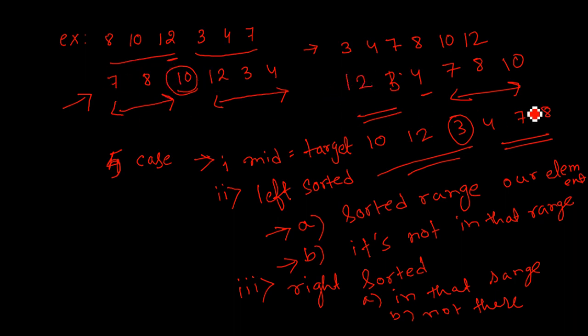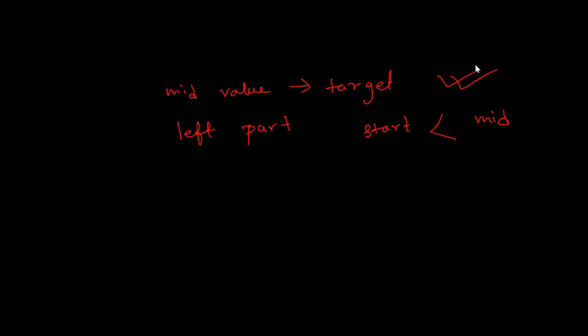If not, for example, if we come here mid is 4 and start is 12, 12 is not less than 4, so that means this part is not sorted. So whatever the part will be, the first value will be greater than the next. Like here 12 is not less than 4, but in this part 4 is less than 10, so this part is sorted. So if the left part is sorted, and our target is in the range of that, then we can make our range as start to mid minus 1.